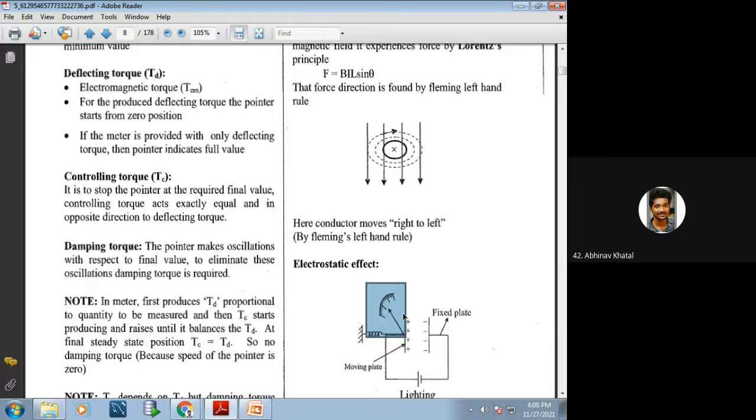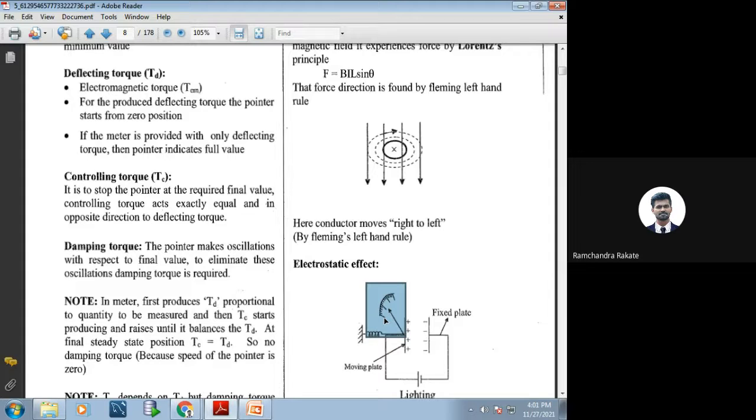Yes, sir. So the question is, with the deflecting torque we have moved the pointer from the null position to the required scale. And with the help of controlling torque, we are producing an equal and opposite torque to oppose the deflecting torque. That first functionality we have succeeded in. Now the pointer is at a certain position. For the next reading, we have to bring this pointer to the null position.